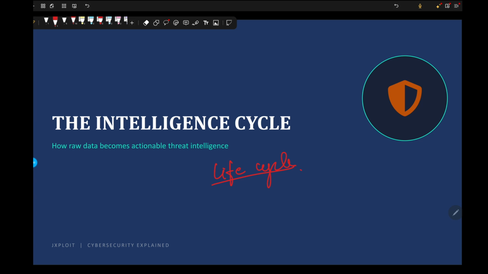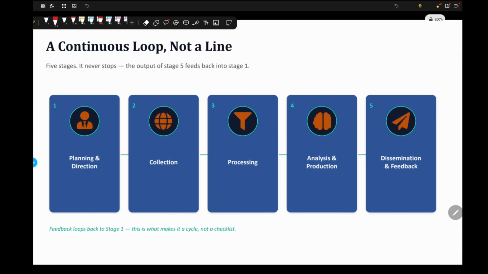So every CTI team, whether it's a Fortune 500 SOC or a solo analyst, runs on some version of this. I use this exact cycle every day in my job, so let's draw it and break down each stage. The threat intelligence life cycle is not a straight line. Then what is it? It's an infinite loop, and it consists of 5 stages, and it just keeps repeating.